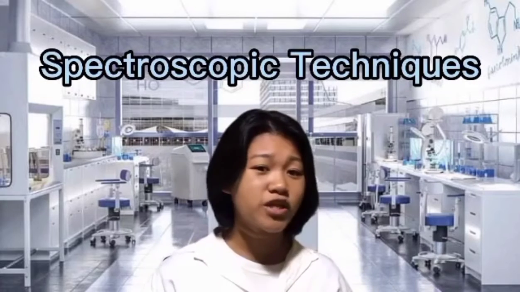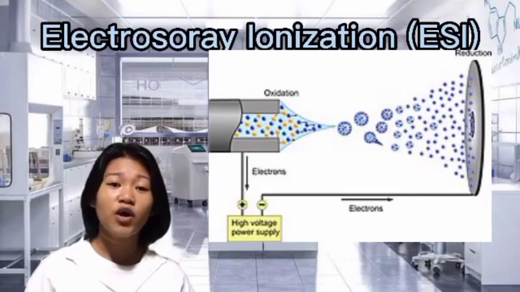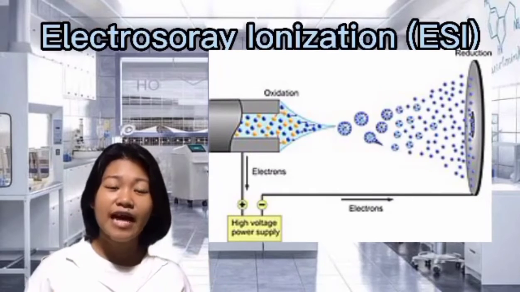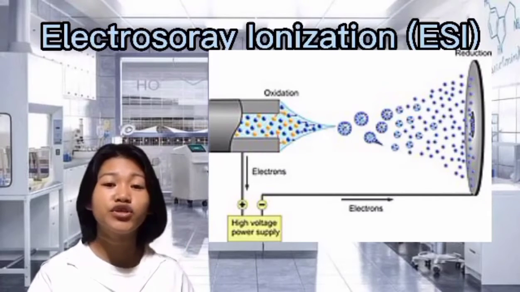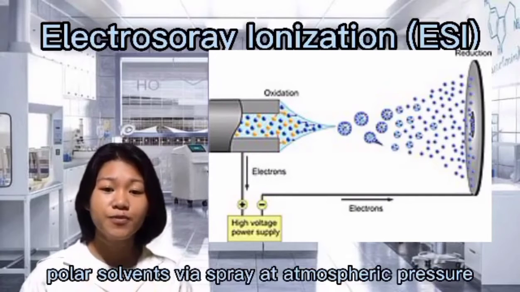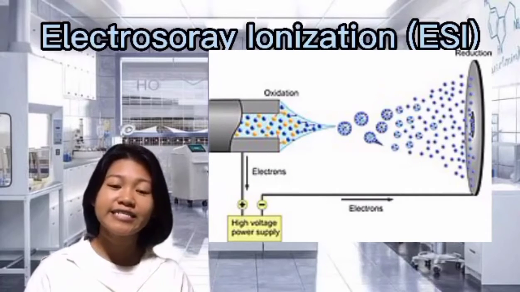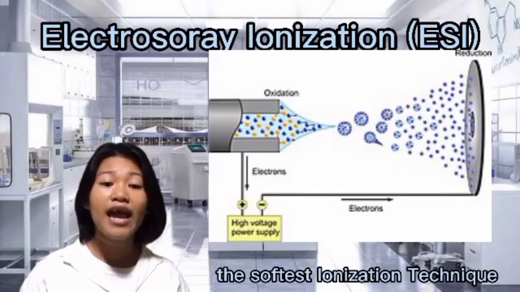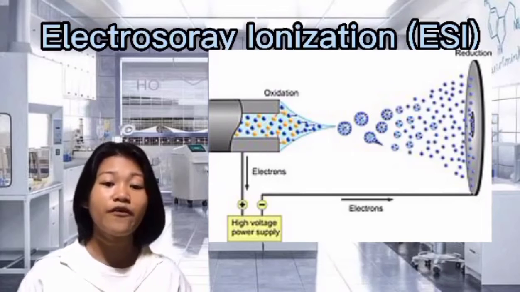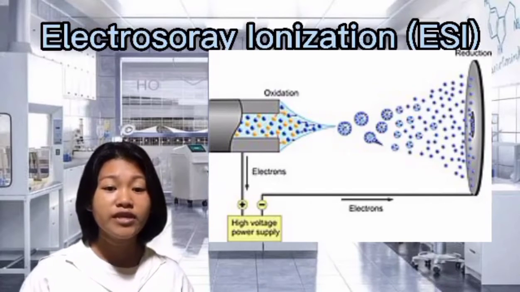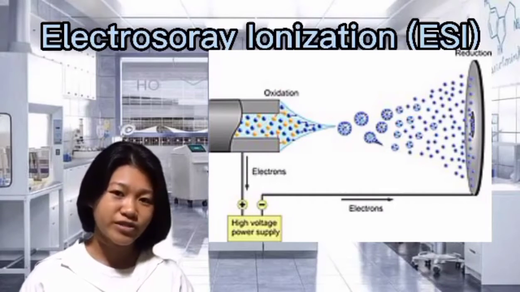We will now proceed with the spectroscopic techniques of mass spectroscopy. These are some guidelines or methods to ionize samples. First is electrospray ionization, or ESI. The sample ionized by ESI is introduced into the instrument in a solution of polar solvent via spray at atmospheric pressure. It is the softest ionization technique available and produces protonated or cationized molecules in the positive mode and deprotonated molecules in the negative mode.